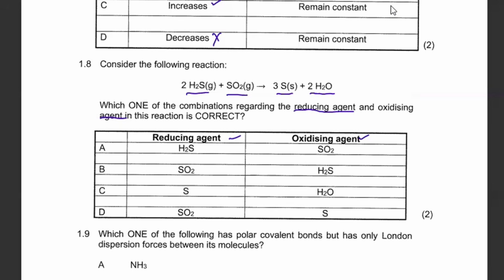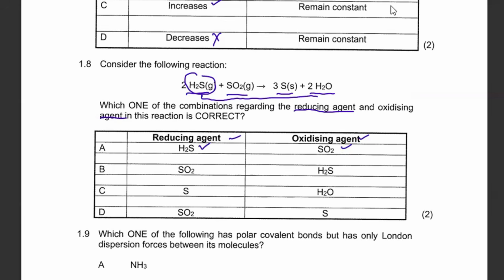A reducing agent is the substance that is being oxidized, while it itself reduces the other. So if you look at this H2S versus SO2 according to the equation there, what is going to happen here is that our H2S, according to this, is the agent. This H2S is the agent.